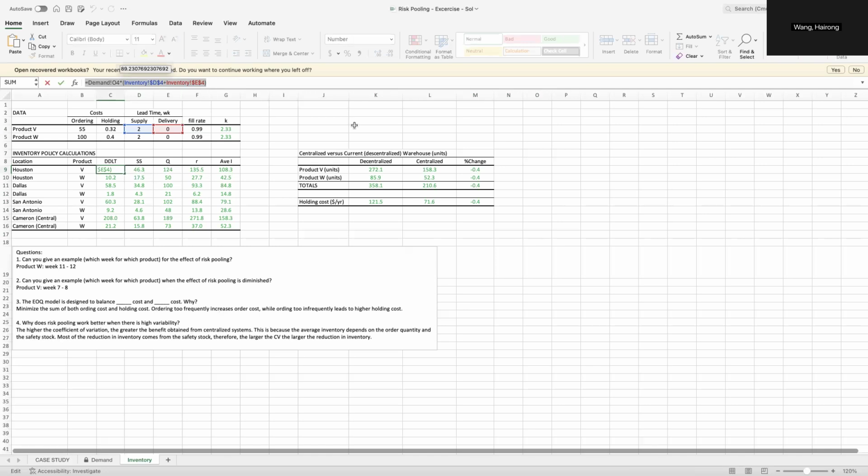Then next we move to safety stock. Safety stock, I believe all of you are very familiar with it. We can calculate the safety stock by using the Z value here times the square root of lead time. And lead time we have already calculated as the summation of supply and delivery time, times the standard deviation of the demand. So that's the reason why we can use the formula here to calculate our safety stock.